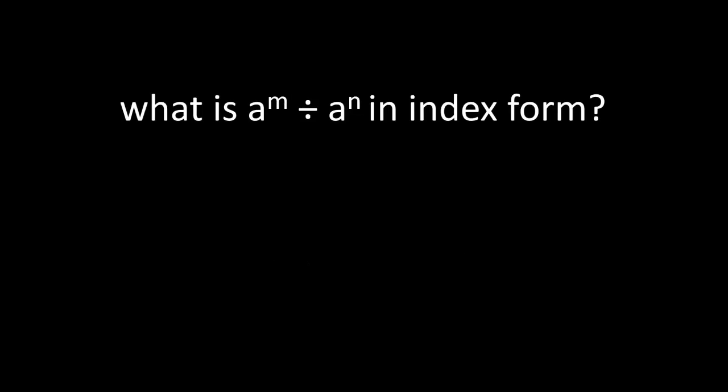So let's have letters to the power of letters. What's our rule again? As long as the letter's the same. Okay, we got an A and an A. So the answer is going to be a to the power of, and then we simply subtract the indices. So it's m take away n is the answer.